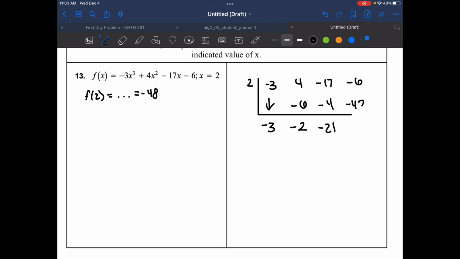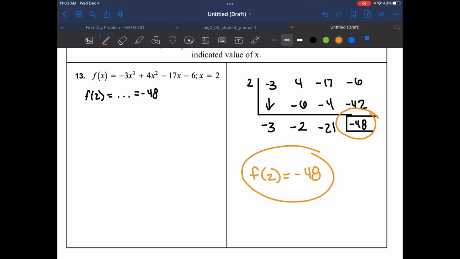This is going to be negative 42 with a remainder of, oops, let me make this a little neater here. Oh my goodness, I'm trying to make this look nice, but it's not good enough. Negative 48, and you notice that that is the solution. So f of 2 is negative 48. And that's it. That's why we like synthetic division, because it allows us to do these things just a little faster.